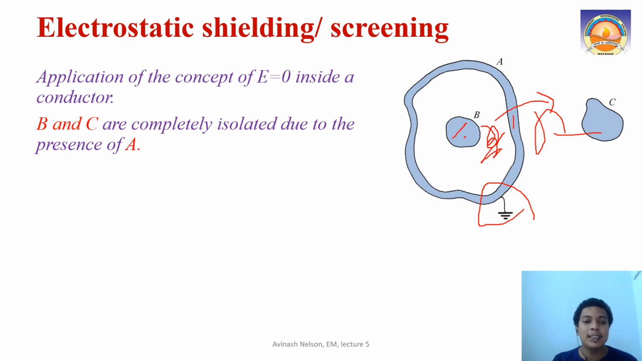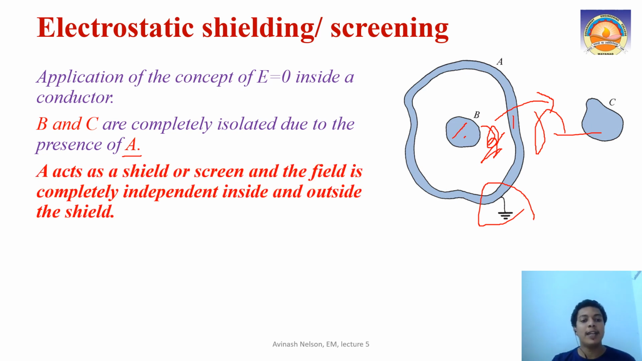So B and C are completely isolated due to the presence of A, which is in between these two. Understood? So we can say that A acts as a shield or screen, and the field is completely independent inside and outside the shield. This principle is used in a lot of places in electrical engineering, so you can check out the applications of electrostatic shielding or screening.